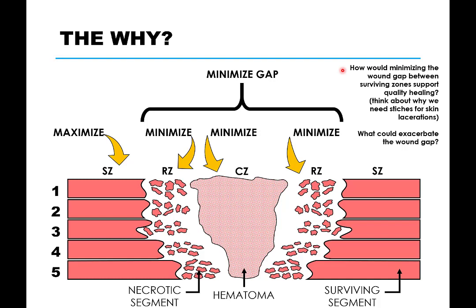Next, we have icing or cryotherapy, which can help reduce the wound gap through the control of localized edema and hematoma in the central zone, as shown here, as well as through some anti-inflammatory effect to control excessive degradation and necrosis, reducing the expansion of the regeneration zone into the surviving zones. And compression and elevation also help reduce the wound gap, also through the management of edema and hematoma.